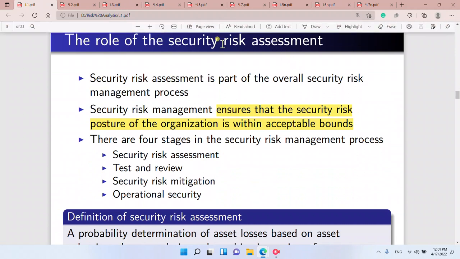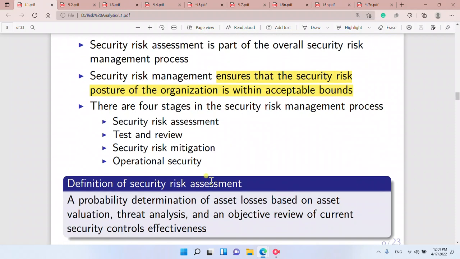The role of a security risk assessment, the SRA. The SRA is part of the overall security risk management process. Security risk management ensures that the security risk posture of the organization is within acceptable bounds, because you can never remove the risk, you can just bound it. There are 4 stages in the security risk management process. We have the security risk assessment, which is what we will study.